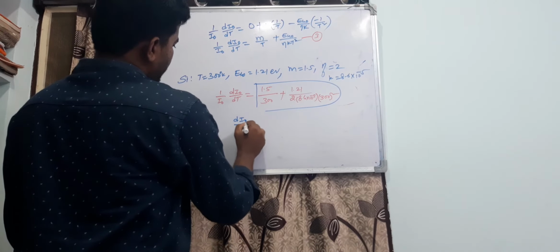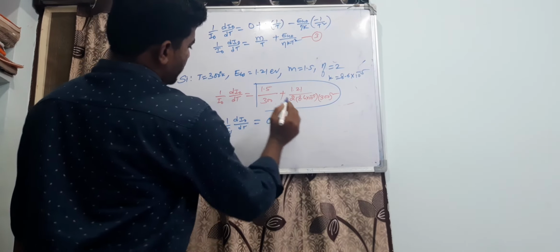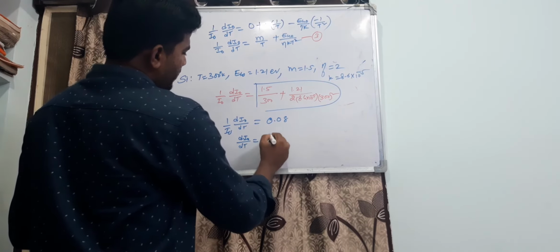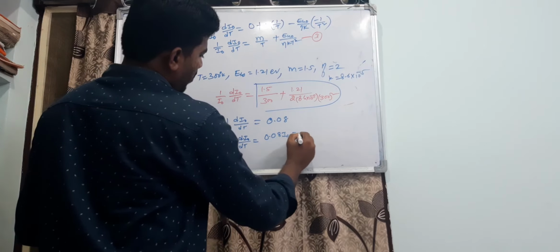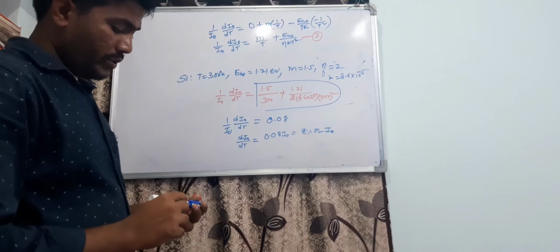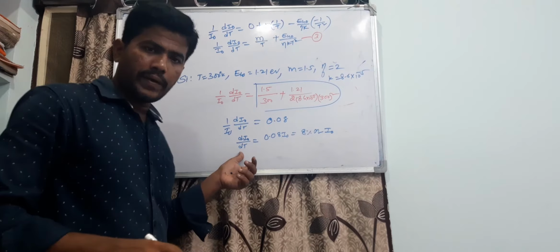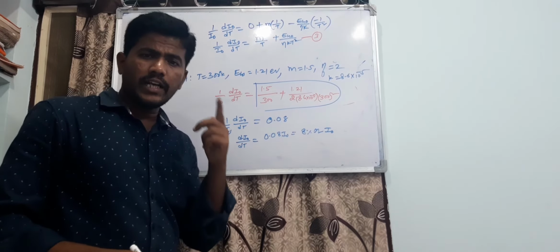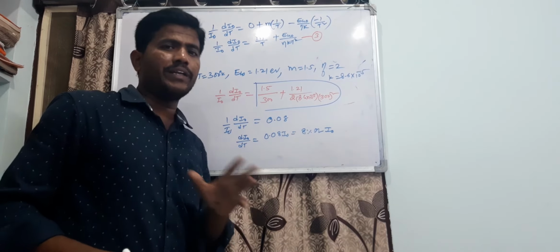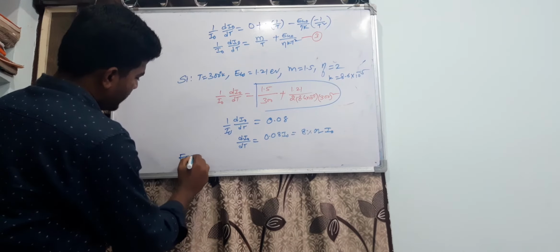Now, if you have calculated this value, dI0 by dT into 1 by I0 is equal to 0.08, or dI0 by dT is equal to 0.08 times I0, or 8% of I0. Which means this is the reverse saturation current with respect to temperature. If I increase 1 degree rise in temperature for silicon diode, the reverse saturation current increases by 8%.